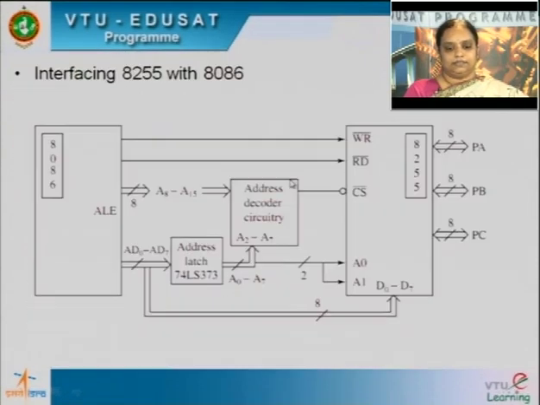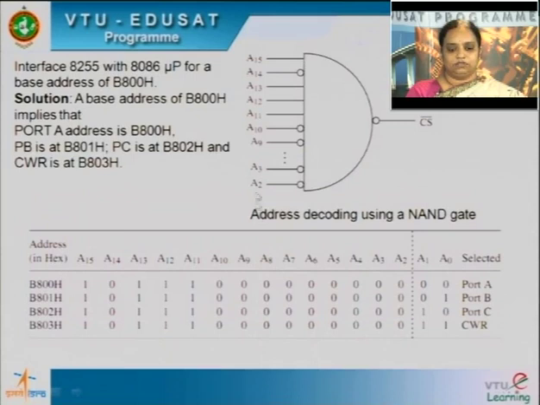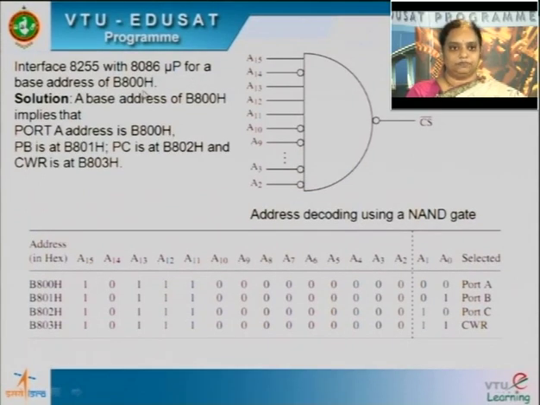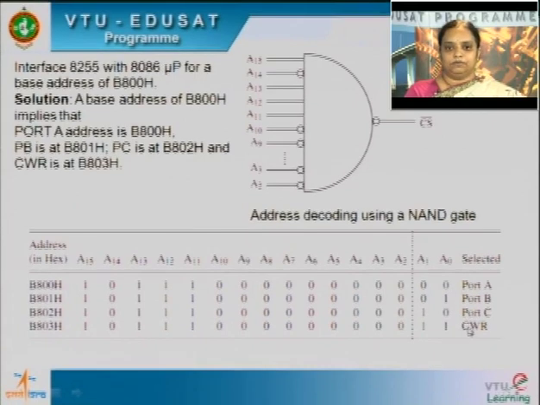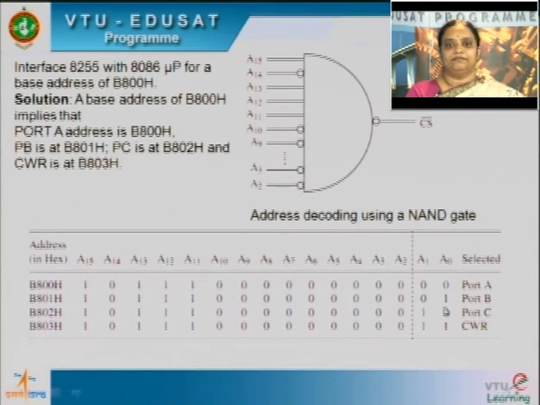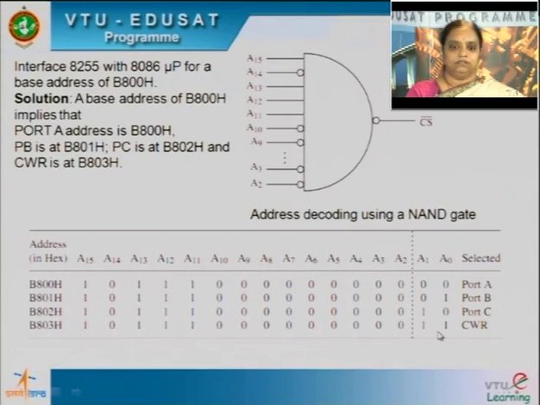So as I said, this address decoding can be done through a logic gate or a decoder IC. If it is through a logic gate, a simple example: interface 8255 with the 8086 microprocessor for a base address of B800. A base address of B800 implies that port A should have 00 as the last 2 bits, A1 and A0. Then port A is selected. The next ports and the control word register will have consecutive addresses. Port B will have 1, port C 2, and control register 3. So only the base address will be given, that is B800.